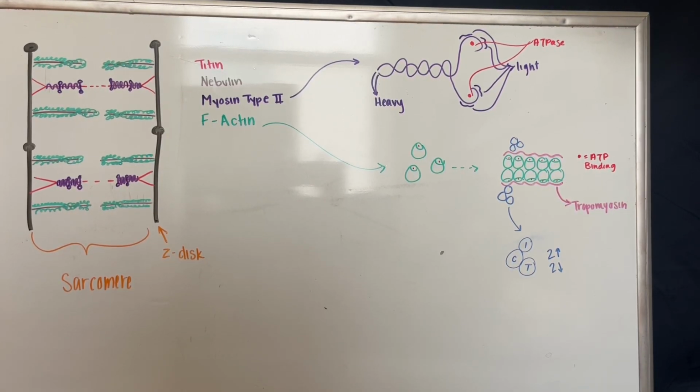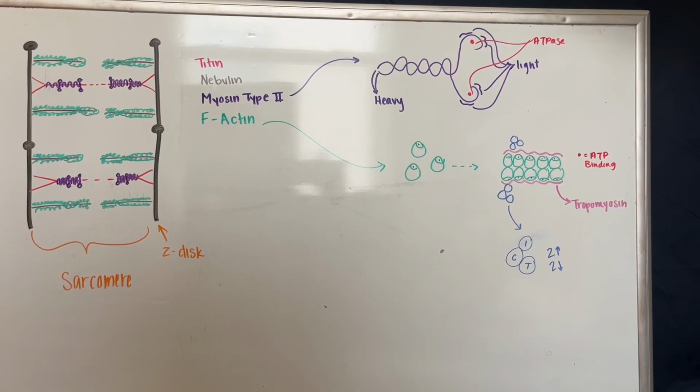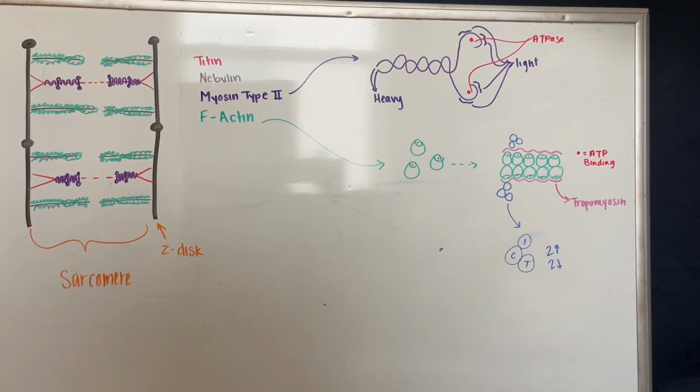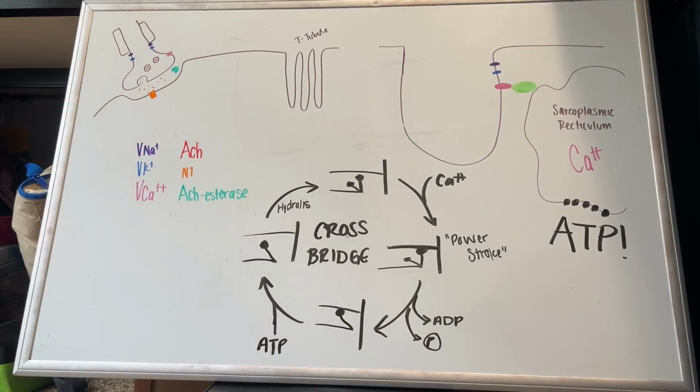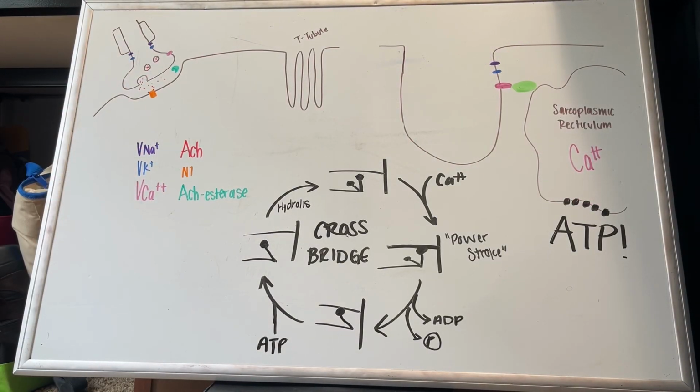The myosin heads have 3 key properties. They bind to G-actin active sites to form cross bridges, they are connected by the hinge region, and their ATPase activity breaks down ATP to provide energy. Now we're talking about action potentials leading to calcium release and the molecular mechanisms of skeletal muscle specifically.